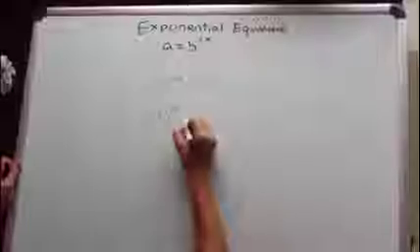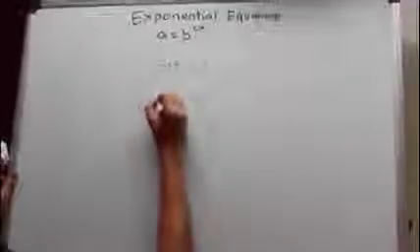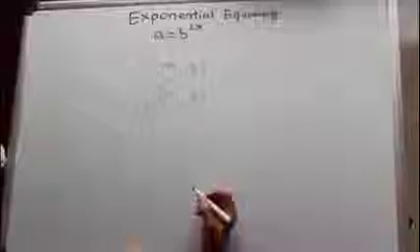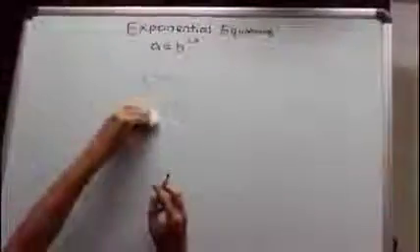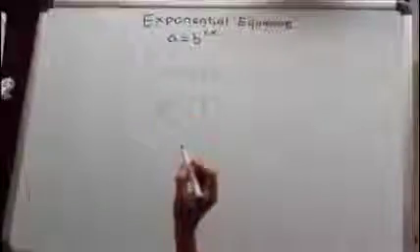So you can rewrite it as 3 to the power of 3 in parentheses and then 3x equals 3 to the power of 4. So you can multiply the exponents, so it would be 3 to the power of 9x equals 3 to the power of 4.